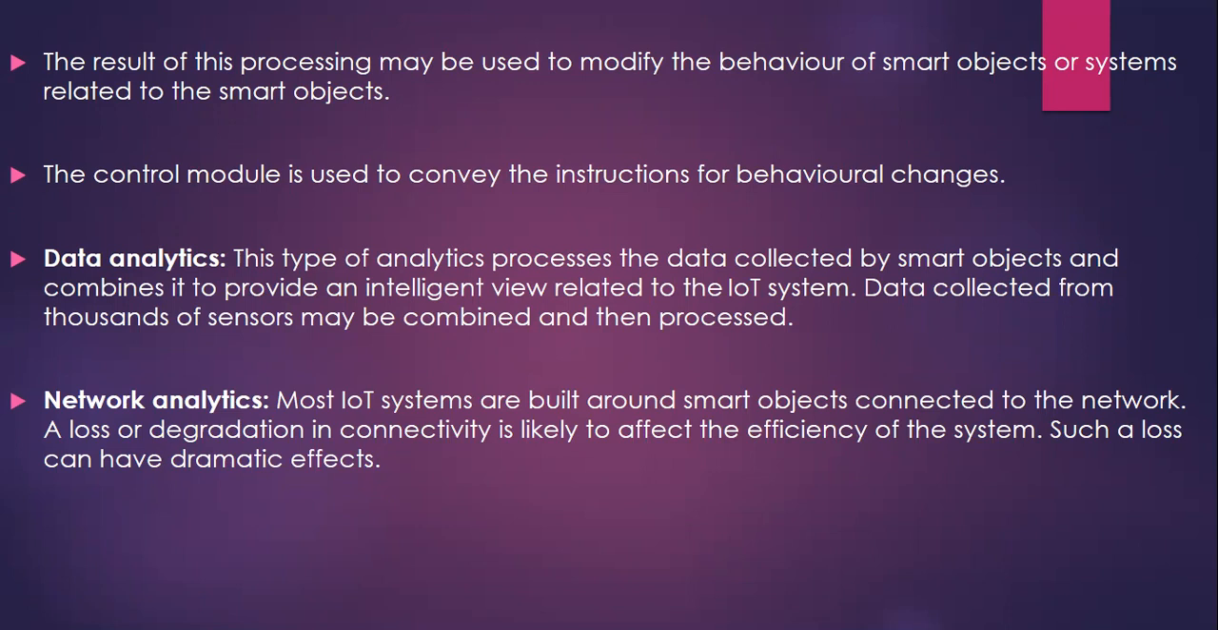Then network analytics, which is very important. Most IoT systems are built around smart objects connected to the network. A loss or degradation in connectivity is likely to affect the efficiency of the system. Such a loss can have dramatic effects. So we need some analytics or observation over the network also, because we are totally dependent on the network. Due to some reason, maybe our network does not perform well, because of which we may not achieve the efficiency properly.